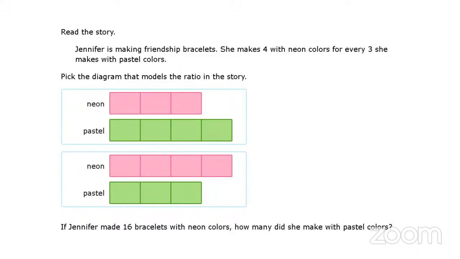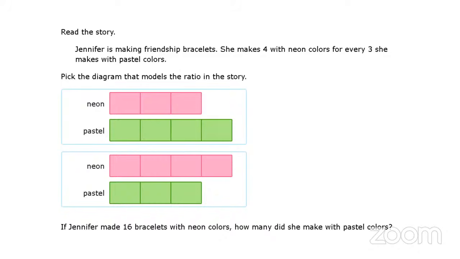All right, so I'm seeing ratios coming in. I'm seeing 16 to 12 from Melita. I'm seeing 4 to 3 from Vashon. 16 to 12 from Jordan, and I'm seeing a lot of 16 to 12 and 4 to 3. I'm also seeing some 3 to 4, but we're looking here at neon to pastel. Now, remember we're talking about how many, we have 16 neon bracelets.